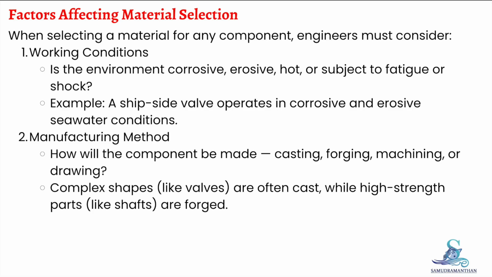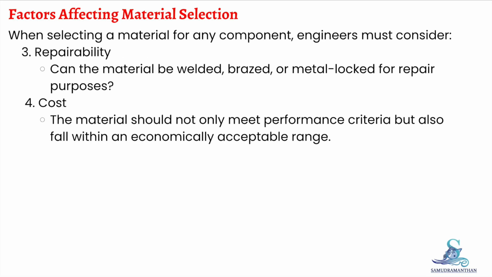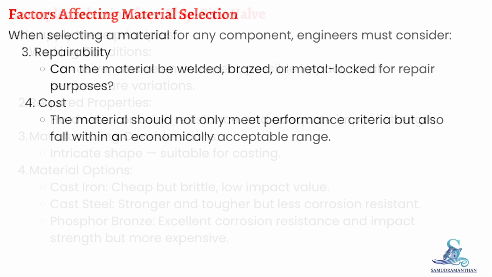Manufacturing method. The method of manufacturing affects material choice: casting, forging, machining, or drawing. Complex shapes like valve bodies are usually cast, while shafts are often forged for strength. Repairability. The ability to weld, braze, or metal lock a component for repair is crucial in shipboard operation. Cost. The chosen material should meet technical requirements while staying within an economically acceptable range.